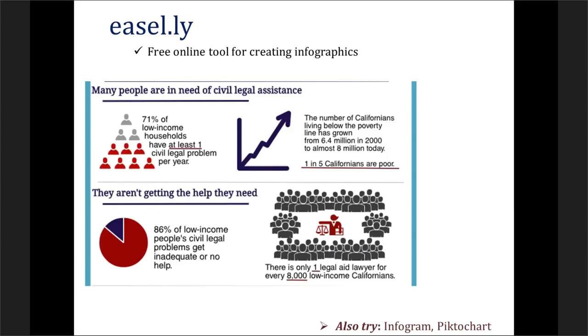Next is Easely. This is a free online tool that you can use to create infographics. There are tons of templates and samples. You can also start from scratch, but it's a tool that has tons of free icons and things that you can use just to make documents that look really dynamic and really professional. I've used this in a lot of my lobbying and advocacy work. This is a sample of one document that I've made on Easely. It's just a cool way to make really dynamic infographics.